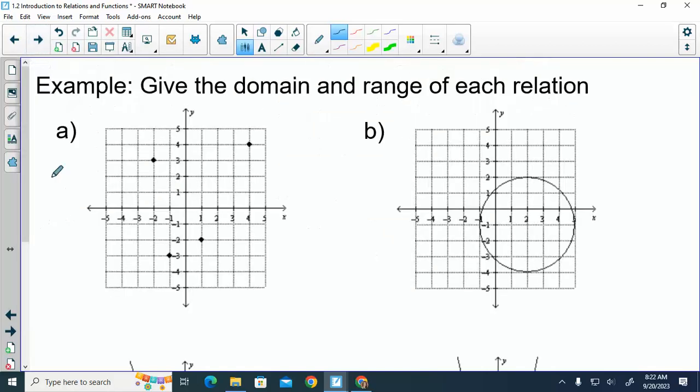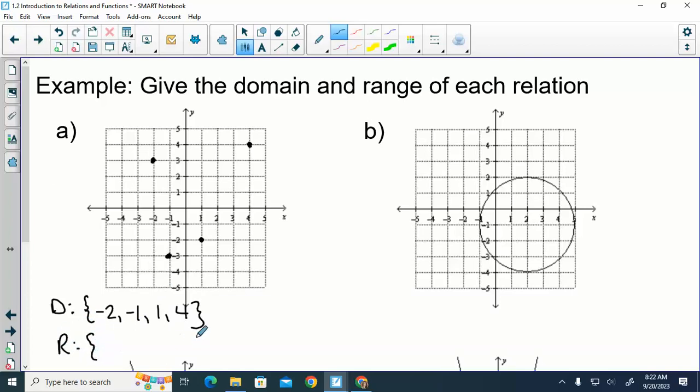Let's practice domain and range from looking at a graph. So on A, domain is the x. I can't do an interval because it's not all the values between certain numbers. It's just for specific points, so we just have to list them. So what would be my domain values? -2, -1, +1, and +4. It's just the x values of each of those four ordered pairs.